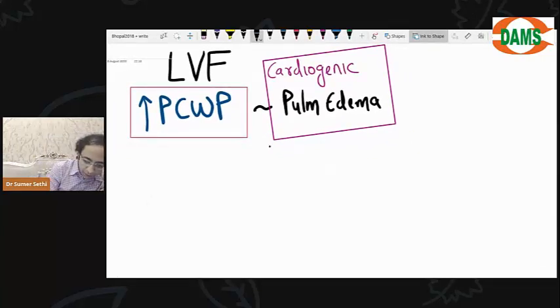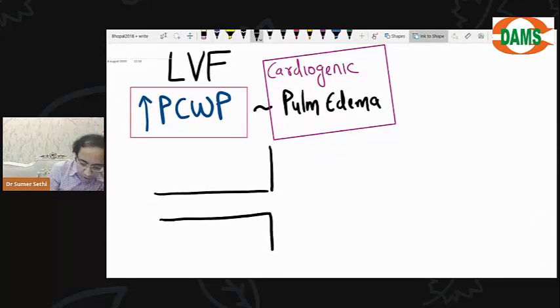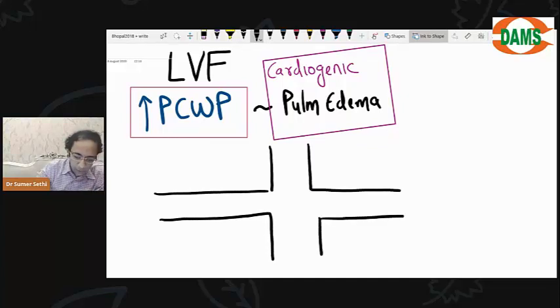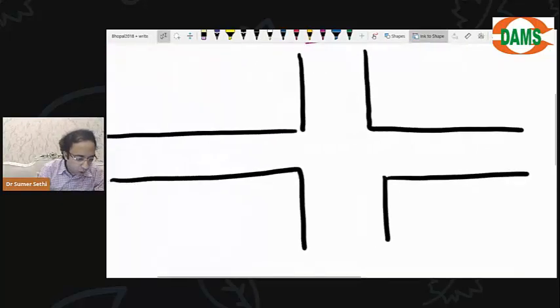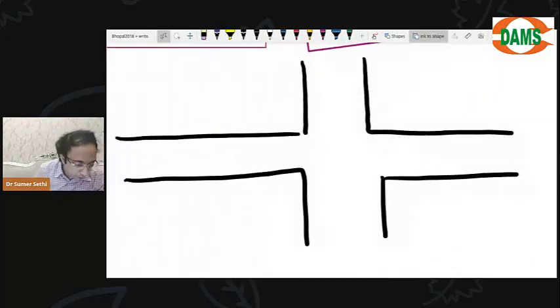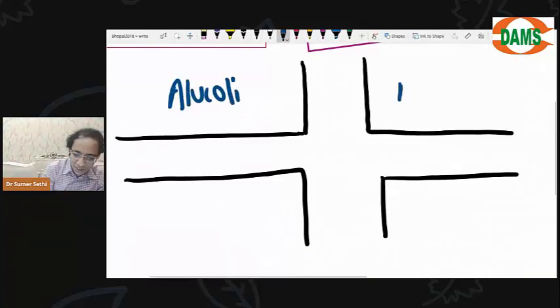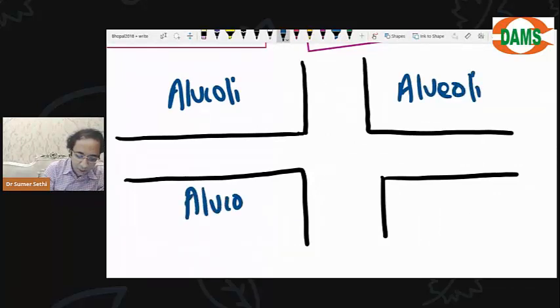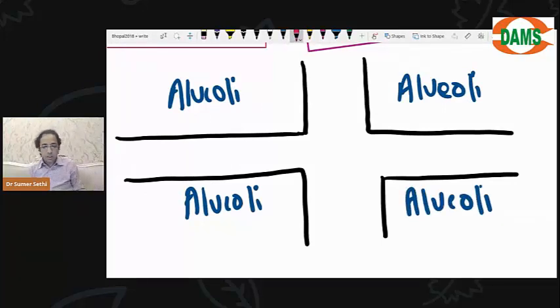Better see with me. Suppose I draw a cross section of the lung. PCWP means pulmonary capillary wedge pressure. You might have read about this in first year, the Starling forces. Don't worry, I'll explain to you.